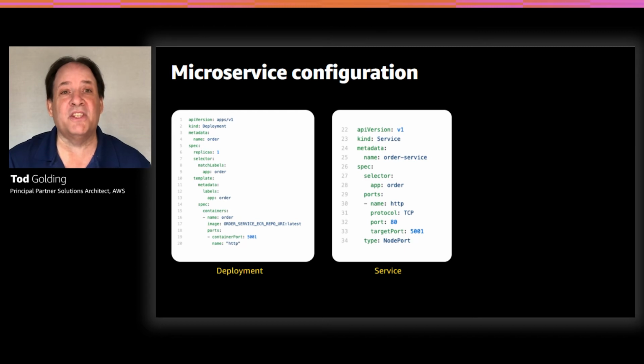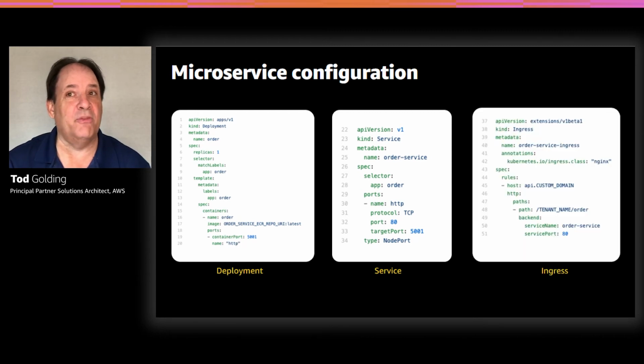And then we also have a service that is the how. How do you get to that actual service? And this service configuration here defines the order service, the protocol, and the port, and then maps to that target port that was defined. And so these two elements are really fundamental to EKS and to Kubernetes as deployment constructs.